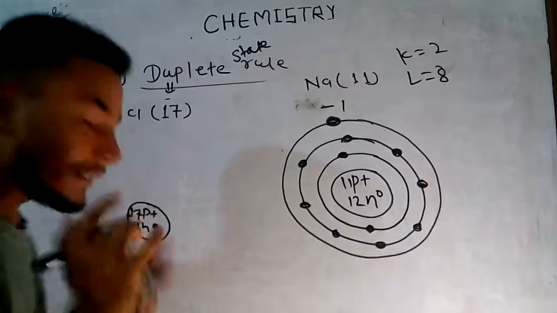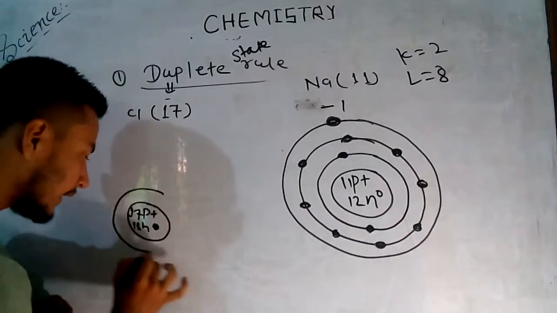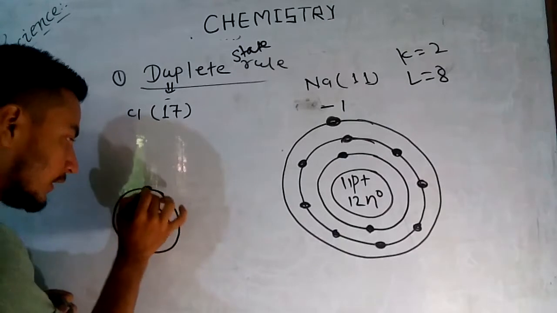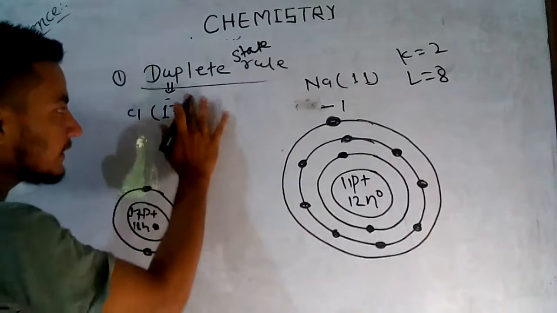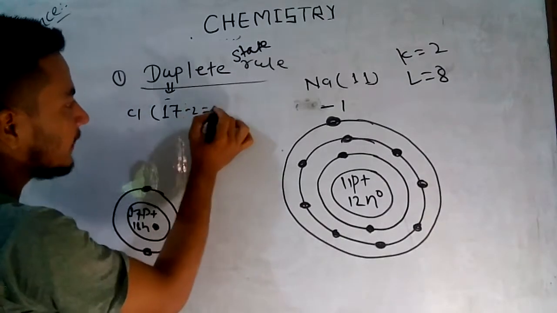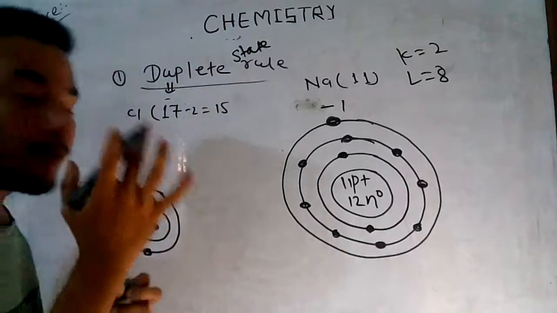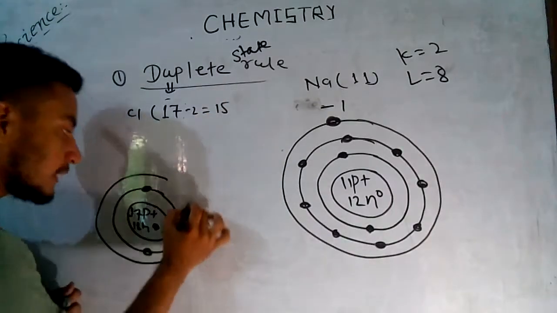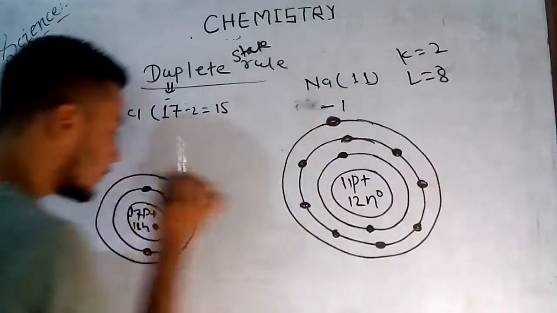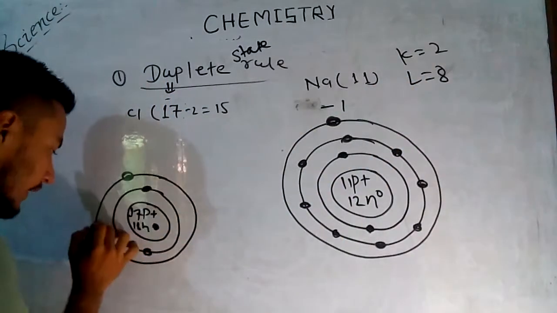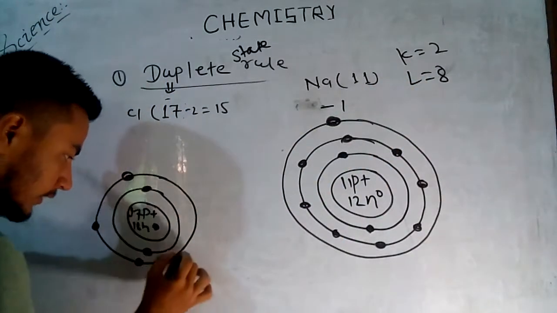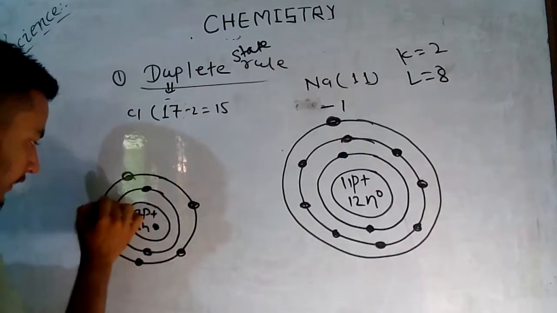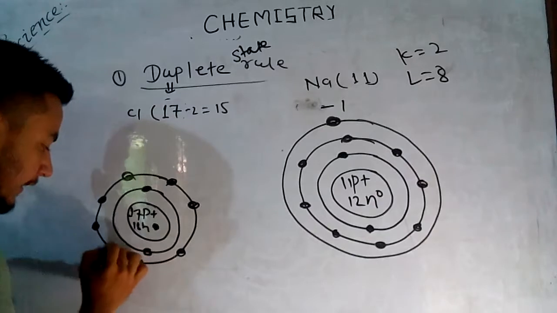Now we have to draw the shells. The first shell is called the K shell. In the K shell, how many electrons? 2 electrons. If I subtract 2 here, the remaining is 15. So we have to put 15 more electrons in the next shell, the L shell. What is the capacity of the L shell? We can put only 8 electrons here. So 1, 2, 3, 4, 5, 6, 7 and 8.